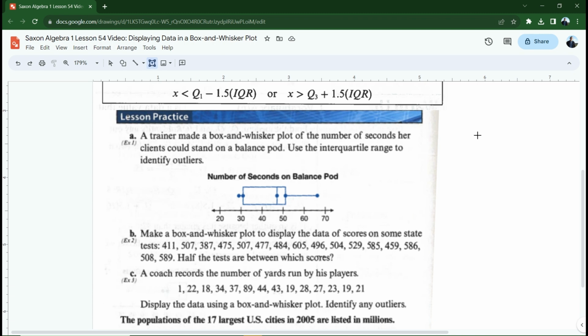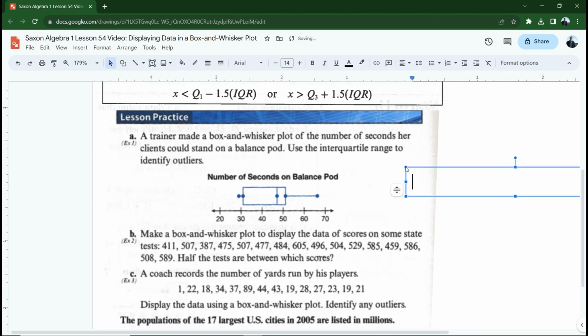Okay, well, this is actually a good one, though, because we've got some algebra to do with this one. So for letter A, what I'm going to do is take the first quartile. The first quartile is going to be this number right here. So 31, wherever the box actually starts. So I'm going to type that number 31.